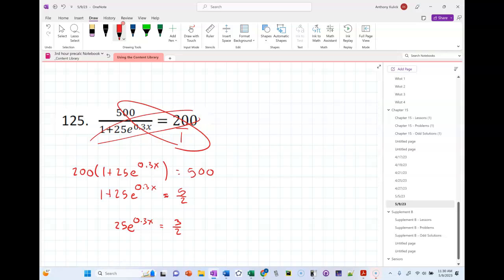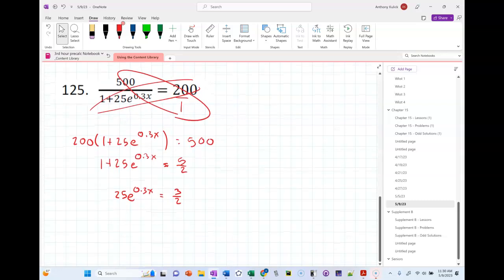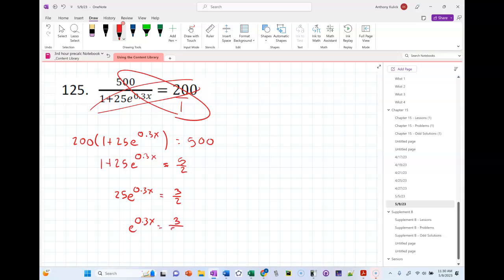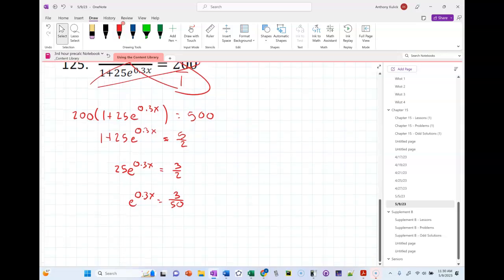And then we'll divide both sides by 25. That's the same thing as multiplying by 1 over 25. So I'll write that as 3 over 50. Again, you would be fine converting these things into decimals. There's no reason that you need to keep fractions other than, honestly, it's easier for me to just hang on to the fraction than it is to make it decimals. But if you're doing this just with your calculator or whatever, no big deal.